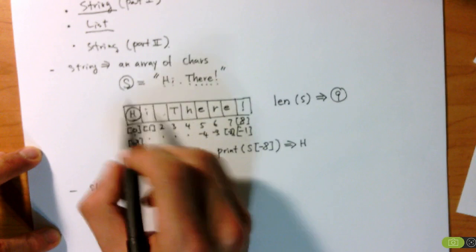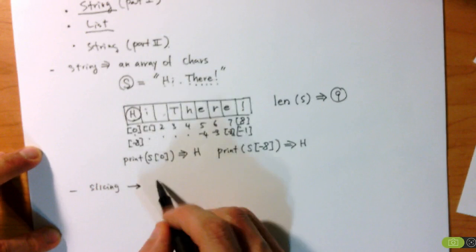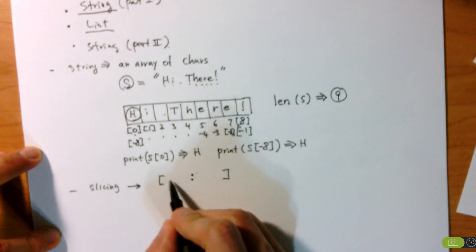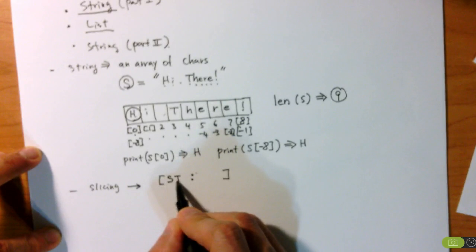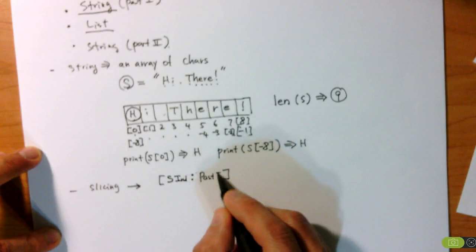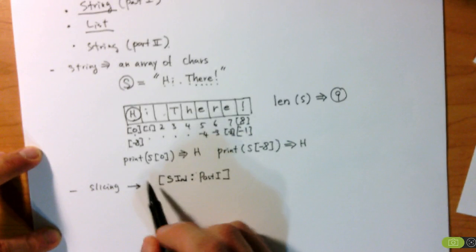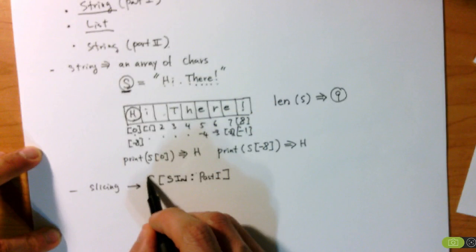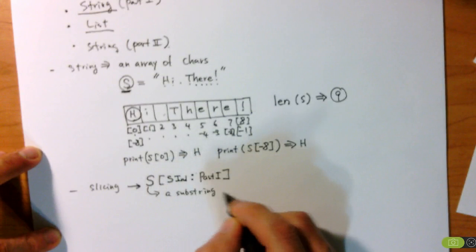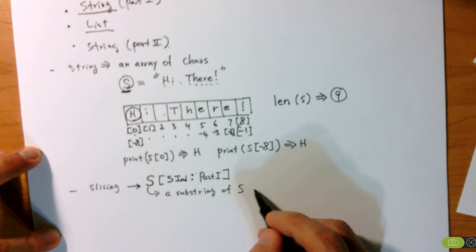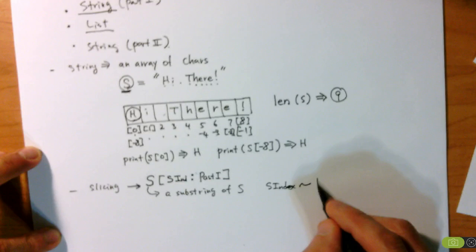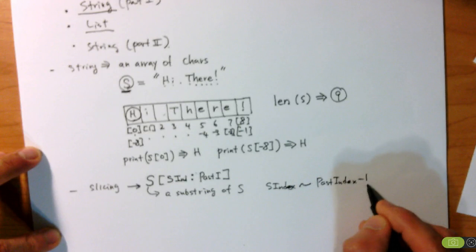And what else? Oh, another thing is slicing of this string. So for the slicing, we typically use square brackets, and then you use a colon. For the left side, it's called the start index, and on the right side you put the past index. And then you put the name of the string. Let's say in this example I use s. So this means a substring of s, starting from the start index to the past index minus 1. This is very important.